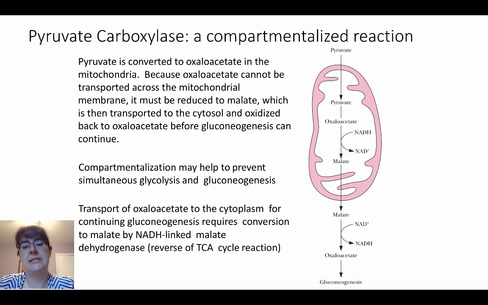It's thought that that compartmentalization is going to help to prevent simultaneous glycolysis and gluconeogenesis from happening. Because essentially that way it's not only just not going backwards, but you have that separation that things have to travel in and out of the mitochondria before you can actually get the reverse pathway to start going.